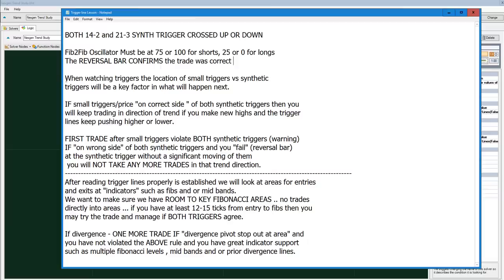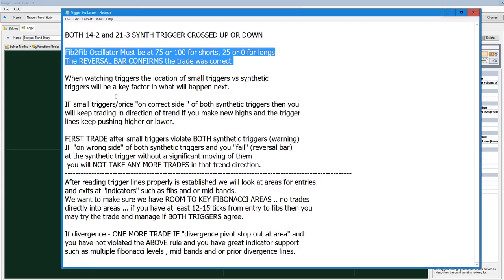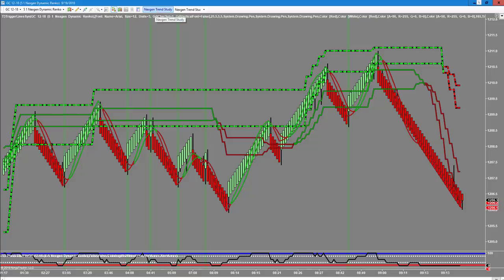So again, we say this in probably most of the videos, but when watching your trigger lines, we're going to focus today on the location of our small triggers versus the synthetic triggers. And what we're going to say is that if the small triggers are on the correct side of both of our synthetic triggers, meaning above the bottom one or below the top one, crossed up or down, we'll take trend trades when our fib to fib oscillator is in the right spot. Now, we're going to add, so again, look, let me show you the rules here on this thing, just so you can kind of see it again.